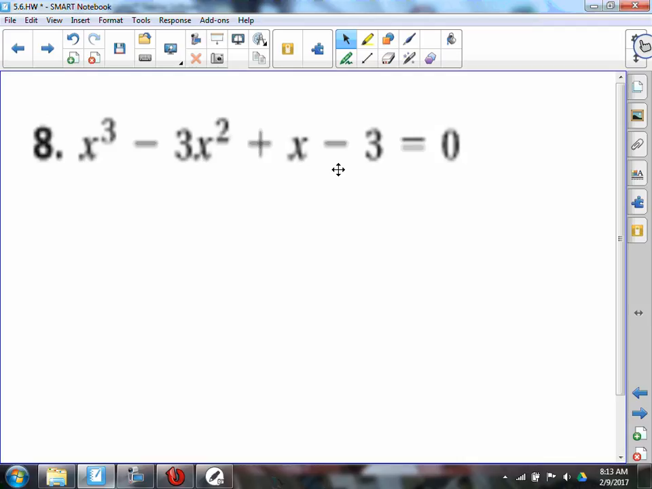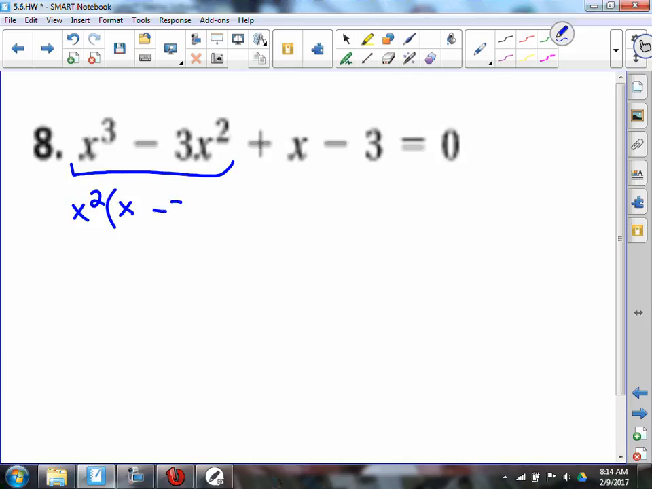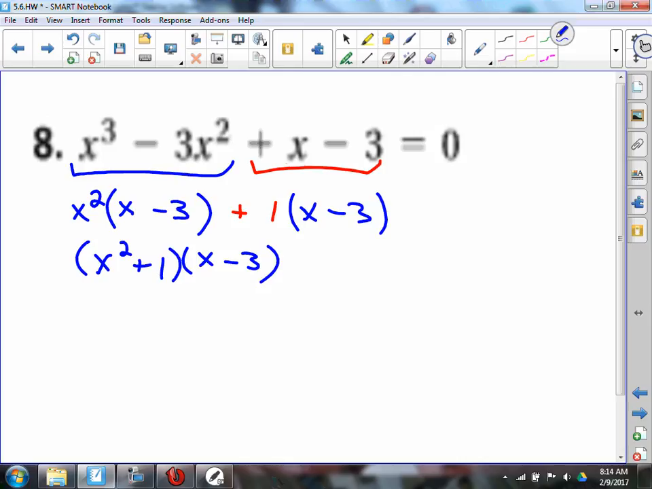I wonder, could we use that technique we just saw? Factor by grouping? Okay, so what factors out of the first 2? X squared, which leaves what? x minus 3. And hey, in factoring by grouping, that binomial that factors out of the first one should factor out of the second one too, right? So what do we have to factor out of the last 2 terms to make that happen? Oh, what kind of one? Oh, okay. So we have x squared plus 1 times x minus 3, and that's factored form.